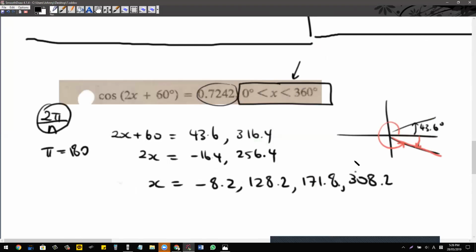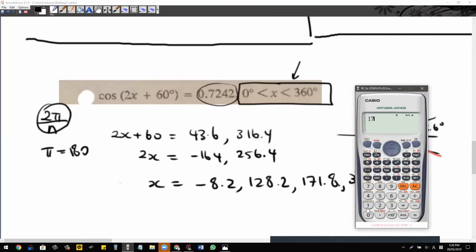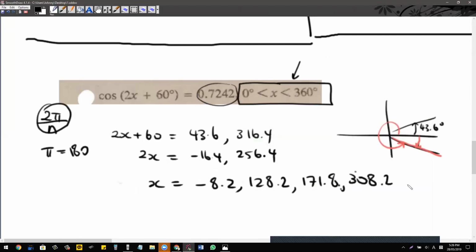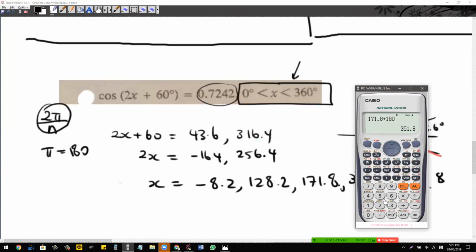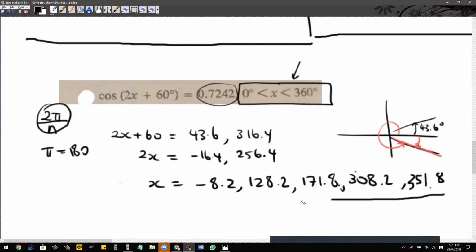Okay. And can you add another 180 to that? I think it's still under. Oh, really? 171.8. Oh, sorry, that's my bad. Yeah, it is still under 351. So these are all the answers. You just ignore that one.